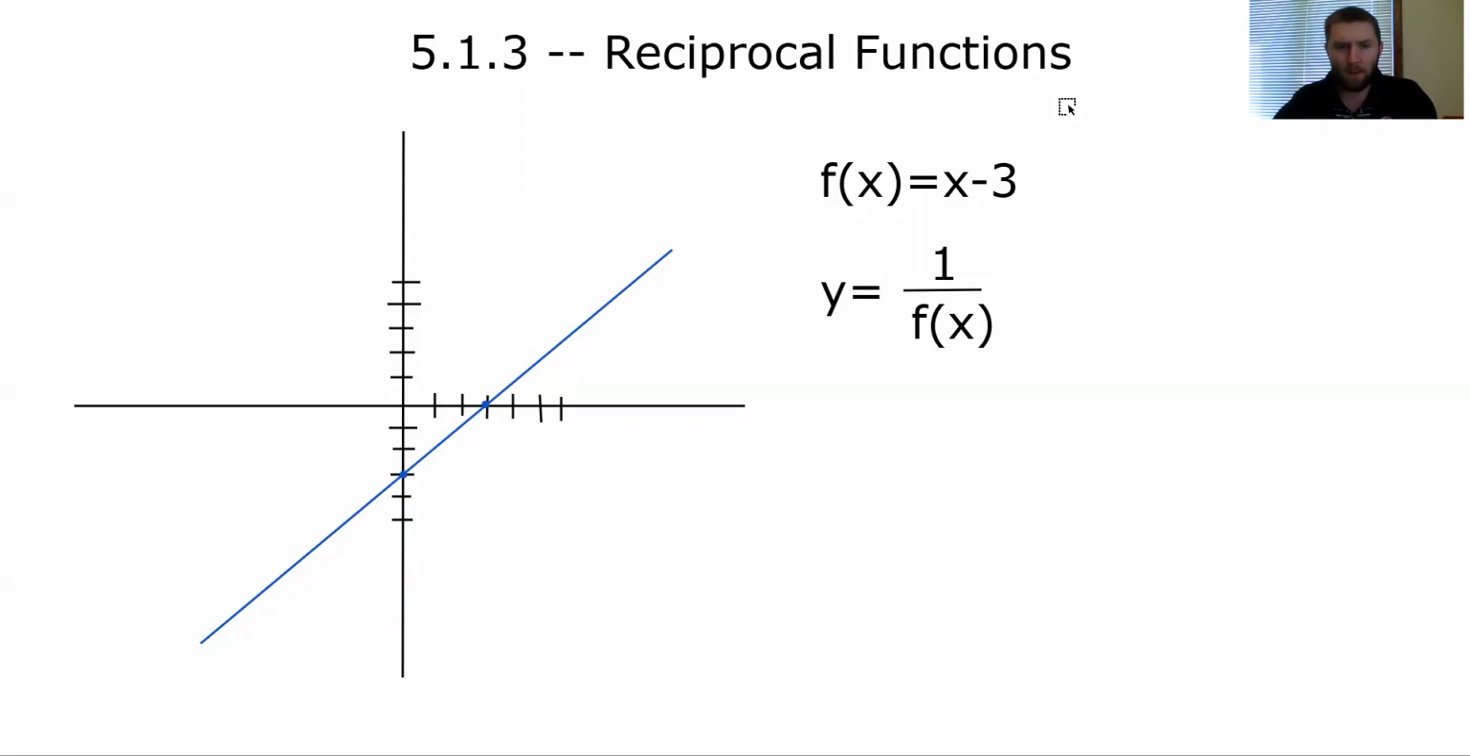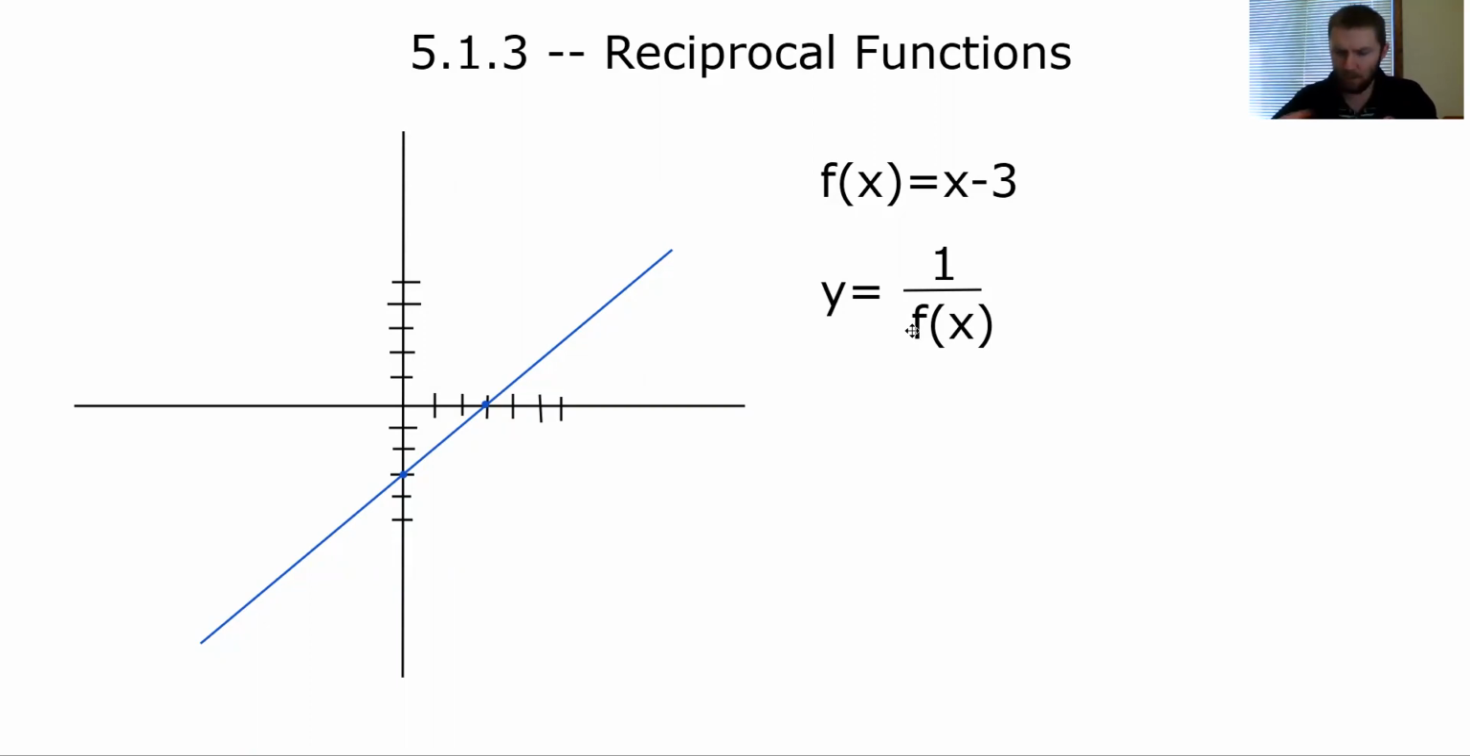We're talking in this video about reciprocal functions, which basically means taking a function, for example, this f of x here, and graphing 1 over that function. So basically taking a function, putting it on the bottom of a fraction, putting a 1 on the top, and seeing what that does in terms of the graph.